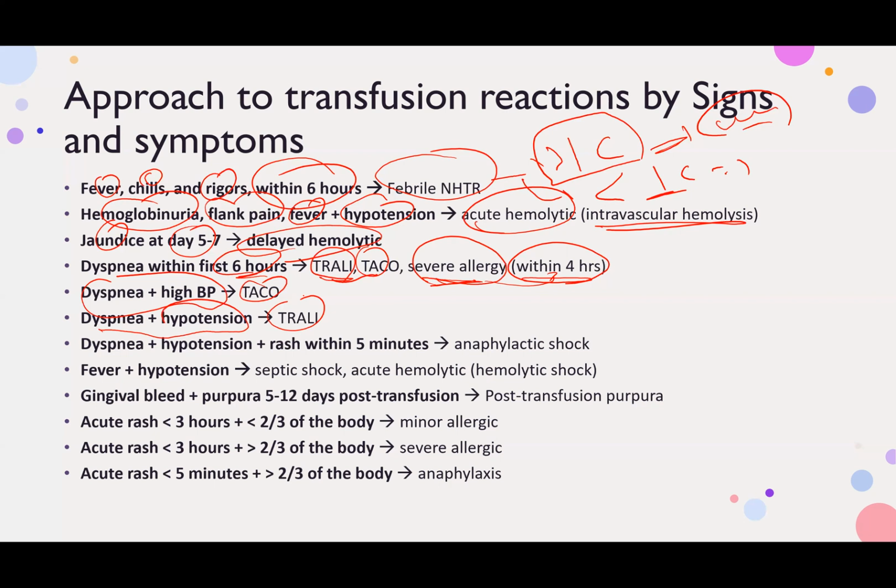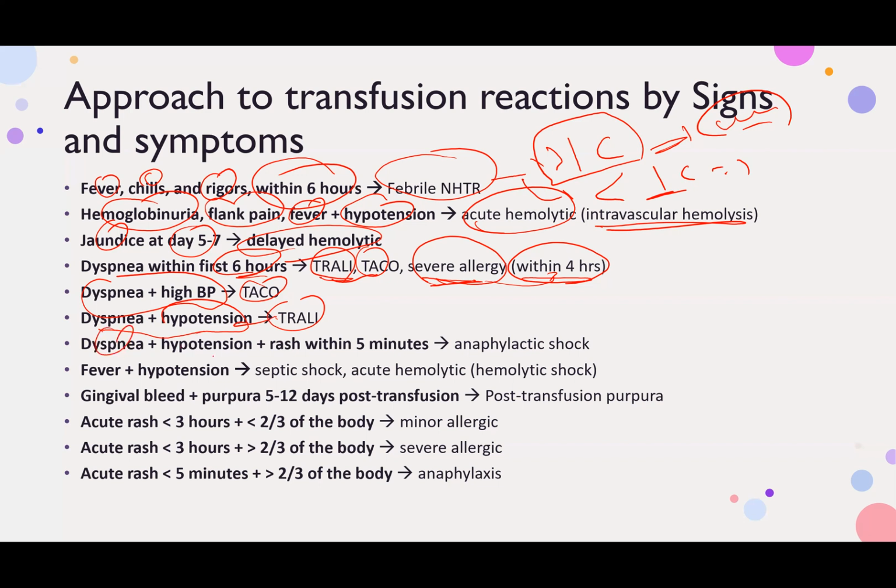So one way to differentiate between TRALI and TACO is to look at the blood pressure, because both of them cause dyspnea. When you look at the blood pressure with TACO, you will find high blood pressure due to high volume. When you have a lot of volume, you get high blood pressure, right? Basic physiology. With TRALI, you get hypotension.